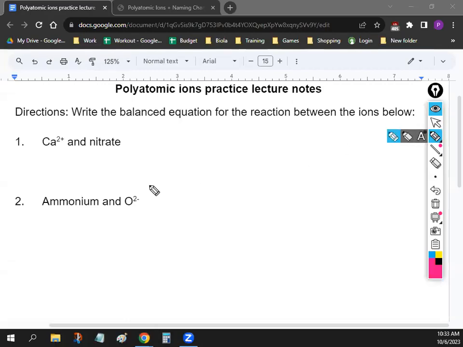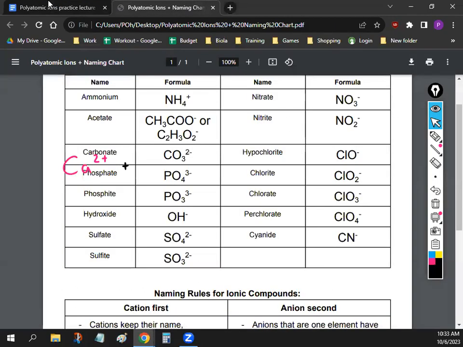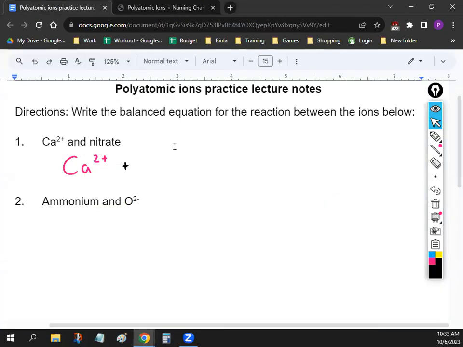All right, so here we are going to be reacting Ca2+, and we're going to be reacting nitrate. So we're going to write Ca2+, and then we're going to be combining that with the chemical nitrate. So I want you guys to go to your polyatomic chart right here, and I want you guys to copy down the formula for nitrate. Okay, so I'll give you guys like 30 seconds to do that.